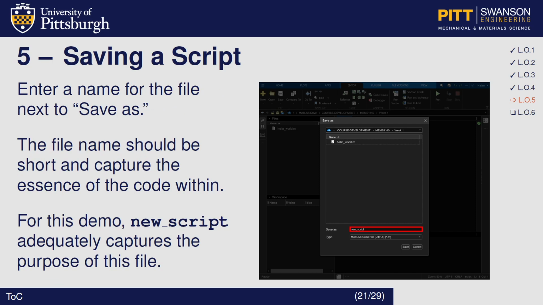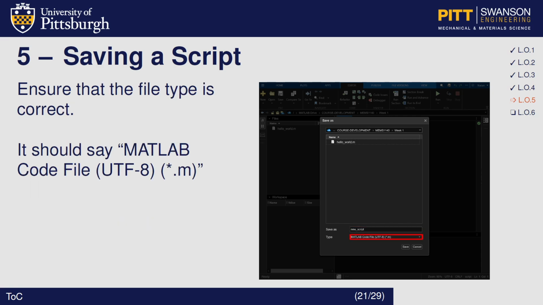Enter a name for the file in the Save As field. The name should be short and capture the purpose of the code within. For this demo of creating a new script, the file name new script is adequate. Ensure that the file type is correctly set to .m to denote a script.